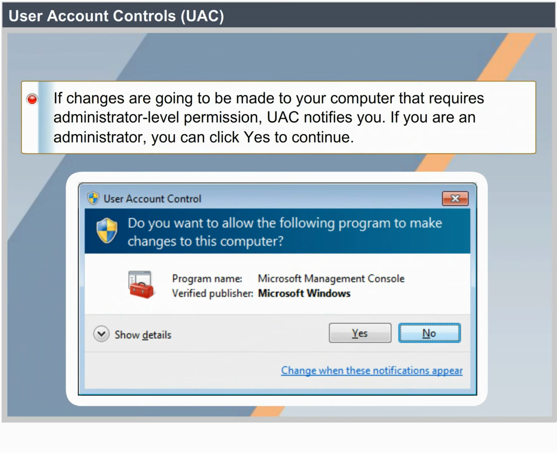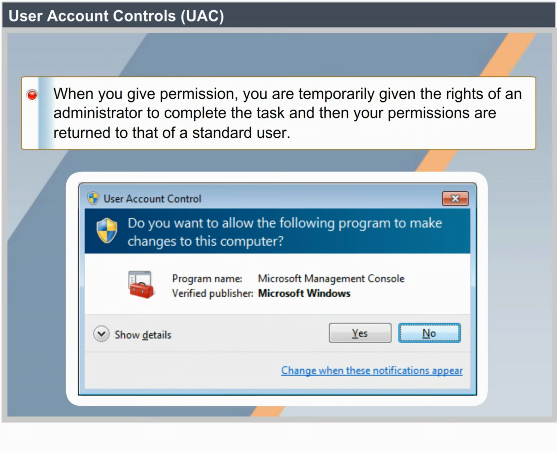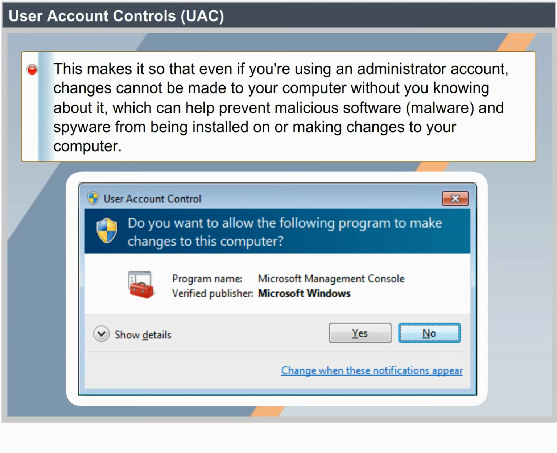If you are not an administrator, someone with an administrator account on the computer will have to enter their password for you to continue. If you give permission, you are temporarily given the rights of an administrator to complete the task, and then your permissions are returned back to that of a standard user. This makes it so that even if you're using an administrator account, changes cannot be made to your computer without you knowing about it, which can help prevent malicious software, malware, and spyware from being installed on or making changes to your computer.